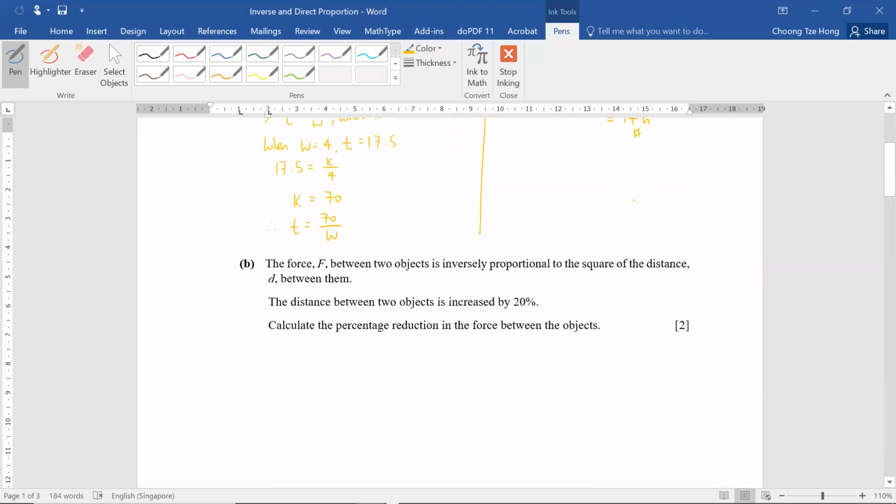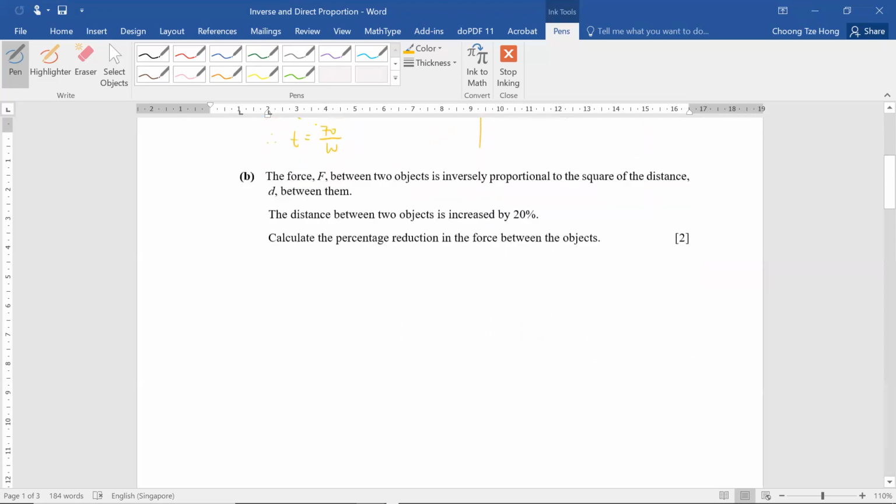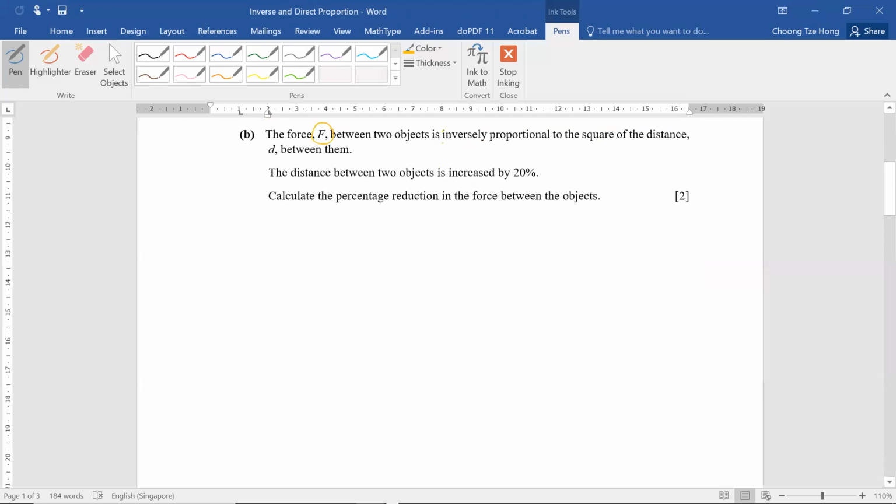Part B also has to do with inverse proportion. So the force between two objects is inversely proportional to the square of the distance d. We're going to underline the keywords as we read the question. Square of distance means d squared. So in this case, F is directly proportional to 1 over d squared, or F is inversely proportional to d squared. So the equation will be F equals K over d squared, where K is a constant.